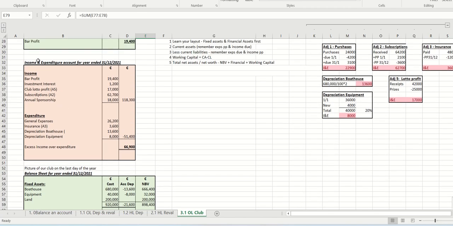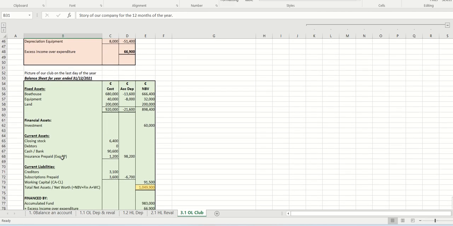Just to go back up to this one, income and expenditure, or profit and loss, which we'd be doing if it wasn't a club, that is the story of our company for the 12 months of the year. So each number in there is 12 months. It's the 12 months profit. It's the 12 months investment income. It's the profit on the lotto for 12 months. It's 12 months worth of subscriptions. So this is the story of our company for the 12 months of the year. A balance sheet is a picture of your company on the last day of the year.